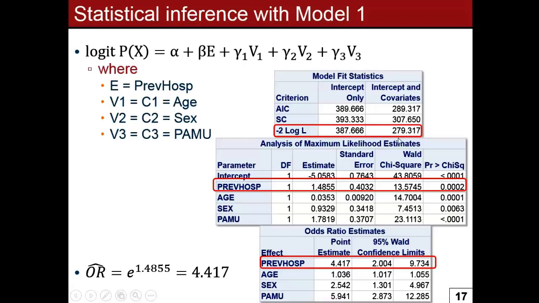This is not very useful, but this is useful. Here, in this table, analysis of maximum likelihood estimates. We've seen pieces of this table before. And here on the row that says previous hospitalization, that's the exposure term. Here's the beta hat estimate. Here's its standard error. And this is the Wald chi-square statistic plus its p-value. This is exactly equal to, whoa. Was I wrong? I'm right.